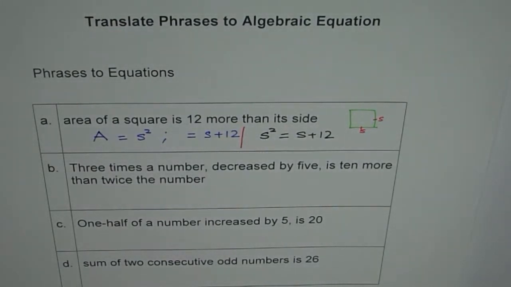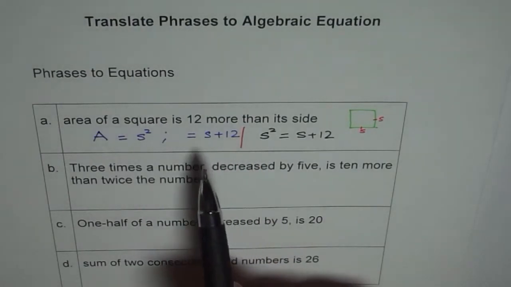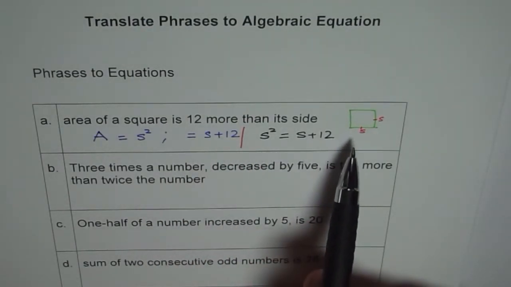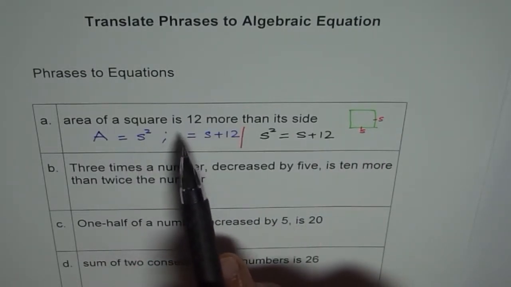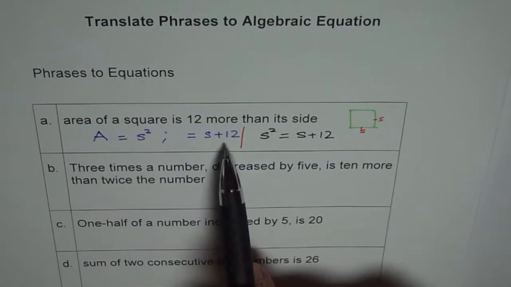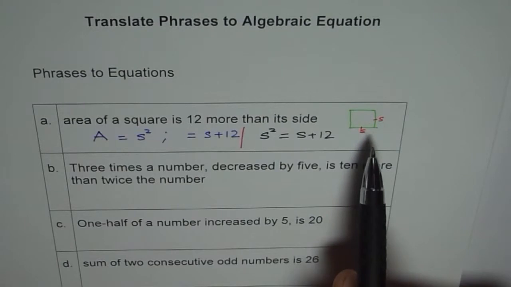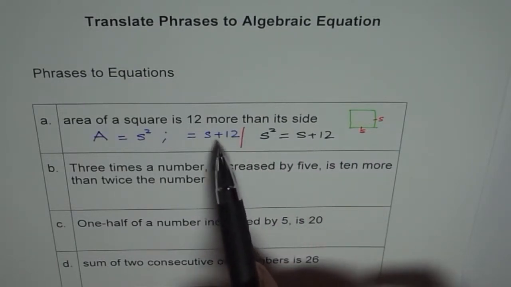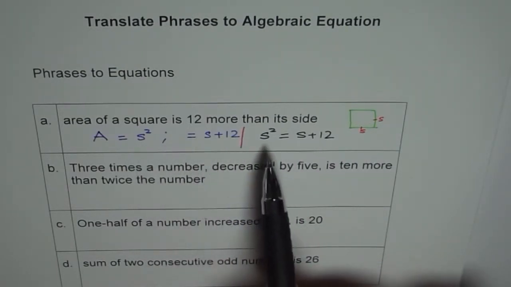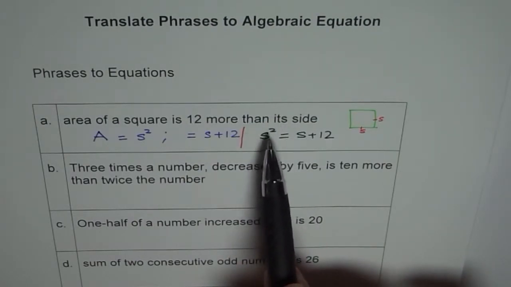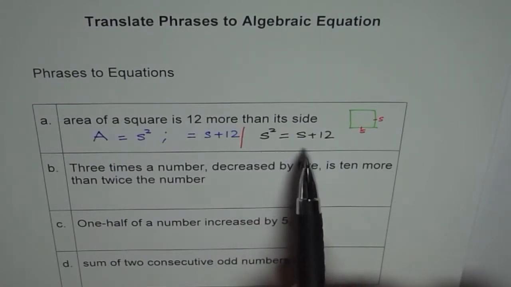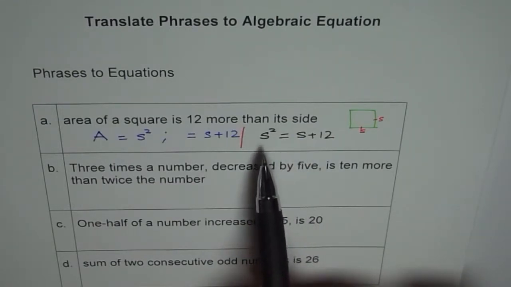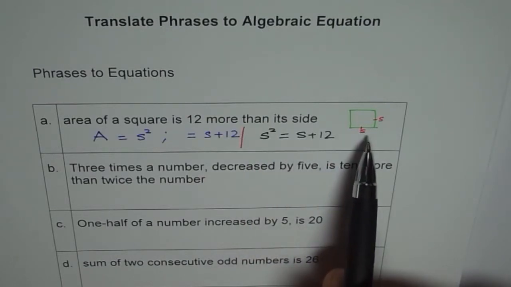So here you will first say let the side length of the square be s. Then the area will be s squared. 12 more than the side means s plus 12. And both areas should be equal, correct? We are talking about the same square, and therefore we get an equation equating the two. So on the left side we have written s squared, and on the right side s plus 12. And that's how we get an equation in one variable. And the variable here is the side length of the square, okay?